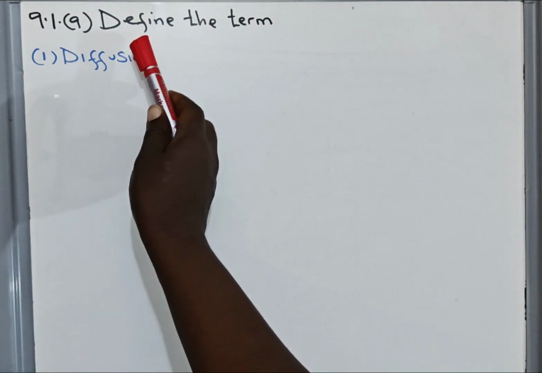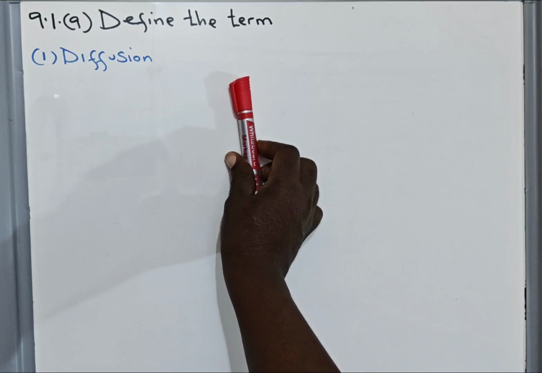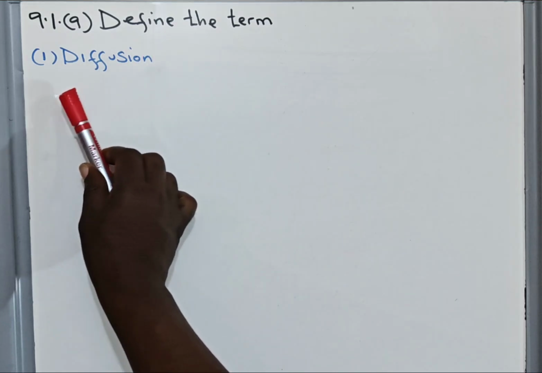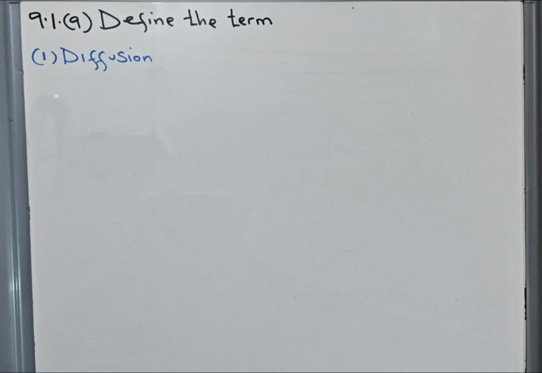Today we are looking at this grade 10 question. It says, define the term diffusion. What is diffusion? Diffusion is the movement of particles, which can be atoms, molecules, or ions, from a region of high concentration to a region of low concentration.